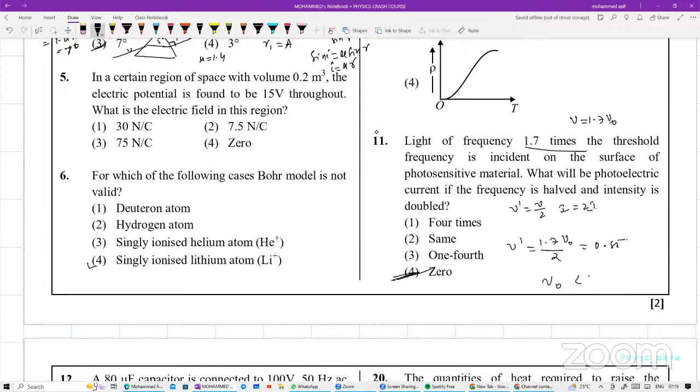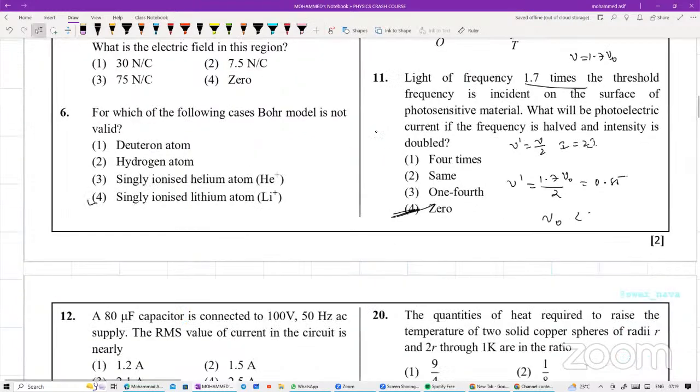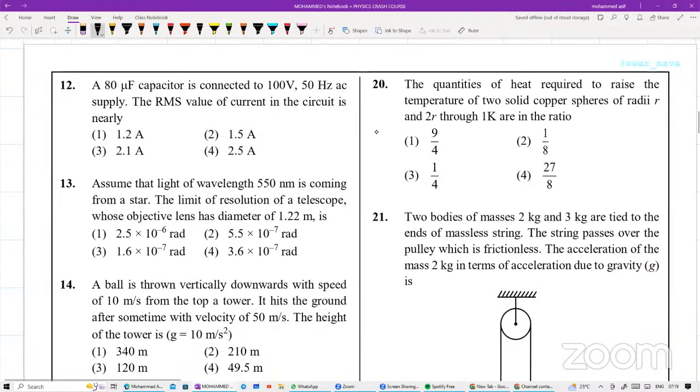Done. Light of frequency कितनी है बेटा, और threshold की कितनी आ रही है, basically when the photoelectric current, if the frequencies, ठीक है. Question number 12 is electrostatics and question number 13, assume that the light limit of resolution, हाँ ये तो directly formula based question है. Assume that light of wavelength 550 nanometer is coming from a star.